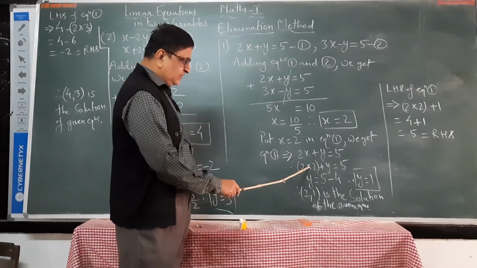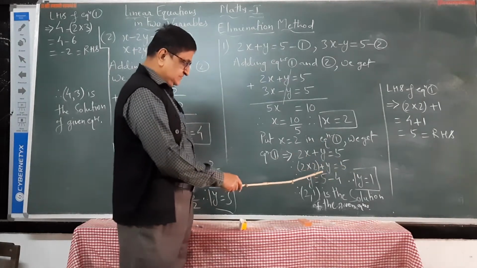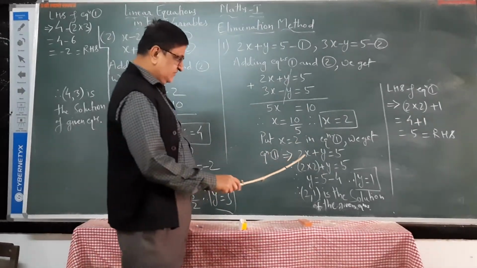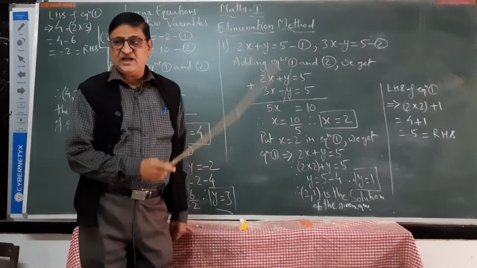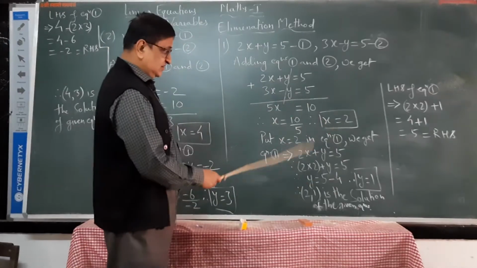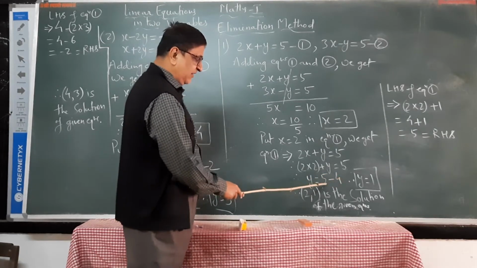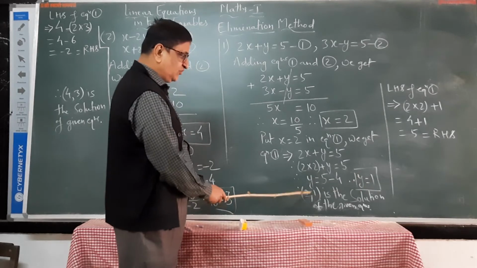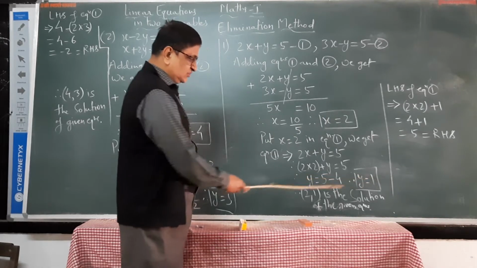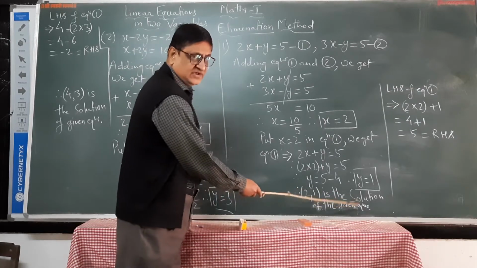Now this 4 will go to the right hand side, and here the sign will change. Whenever we take a value from the right hand side to the left hand side, or left to right, of the is equal to sign, we must change the sign. So here it is y is equal to 5 minus 4, which is equal to 1. Here the value of x is 2 and y is 1. So we write the answer as (2, 1) is the solution of our given equations.